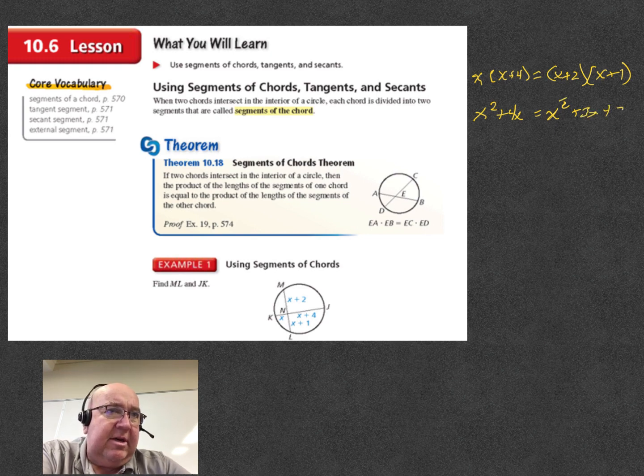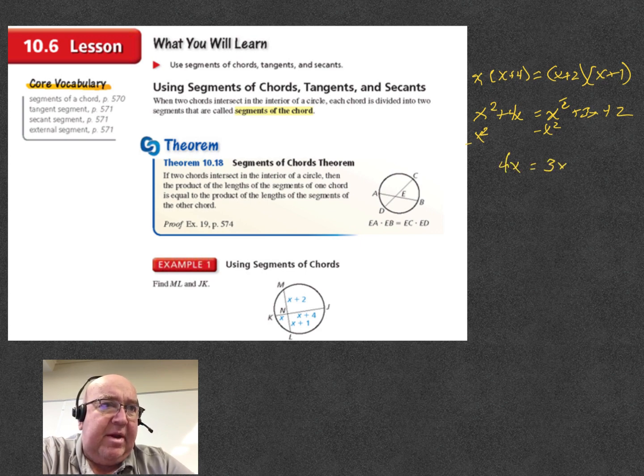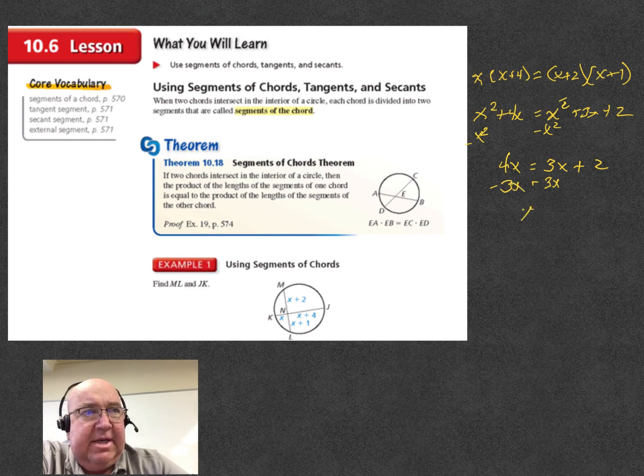plus 2. We're going to go ahead and subtract x squared from both sides, and we're going to get 4x is equal to 3x plus 2. Subtract 3x, and we end up with x is equal to 2.